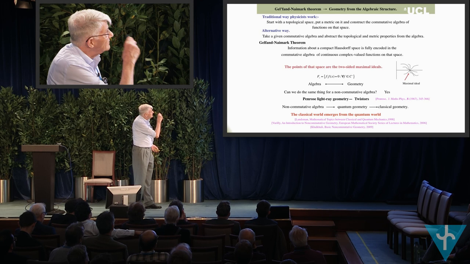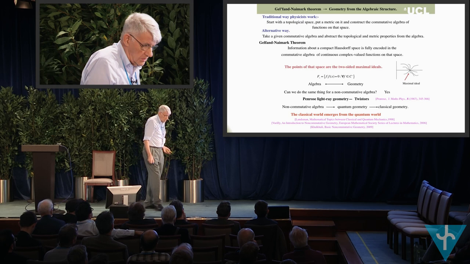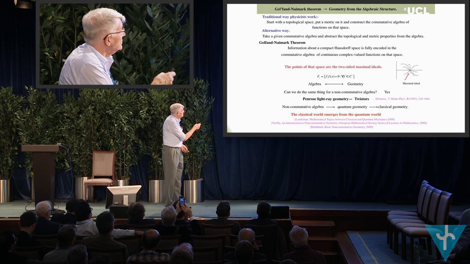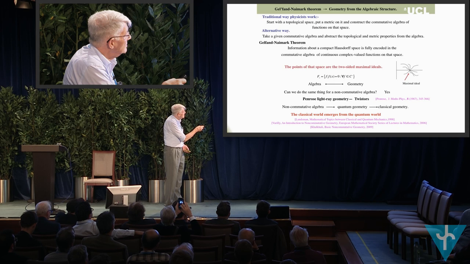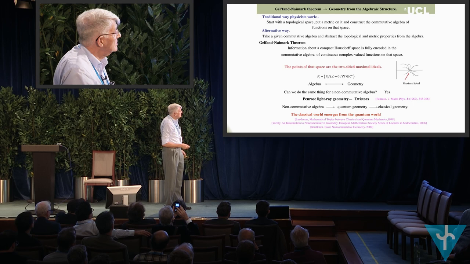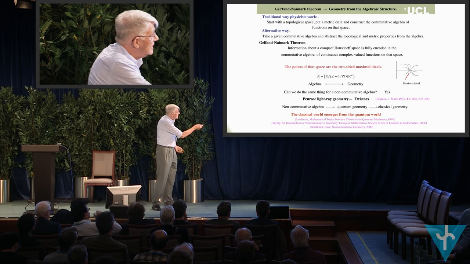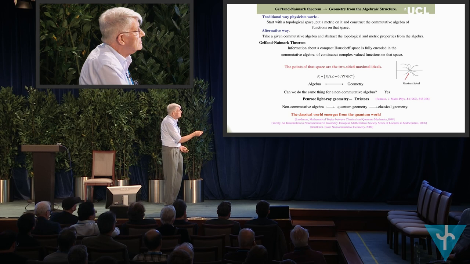You now have a look at a theorem of Gelfand and Naimark. Now, the traditional way we work is we take a manifold, we put a topology on it, we put a metric on it, and then we build up the field equations. But there is another way, and this only works for a commutative algebra. Given a commutative algebra, you abstract out the topological and metric properties from that algebra. And this is a fully fledged mathematical theorem, which says that if you've got that commutative algebra, you can get all the properties of space and time out of it. For example, points actually come from the intersection of these functions, and that forms a maximal ideal rather than a left or right ideal that I've been going on about.